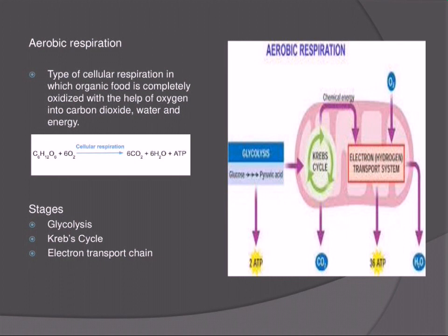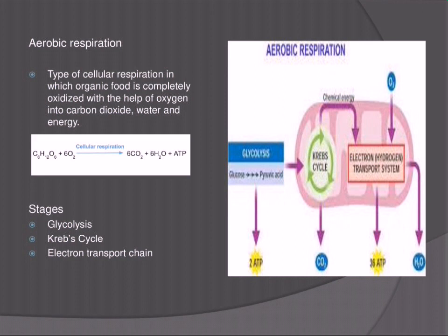You can also see the pictorial representation. In glycolysis, glucose splits into pyruvic acid, and some ATP is generated. Then in the Krebs cycle, carbon dioxide is generated. We saw that this is called the tricarboxylic acid cycle. Then the chemical energy, NADH2 and FADH2, enter the electron transport system.